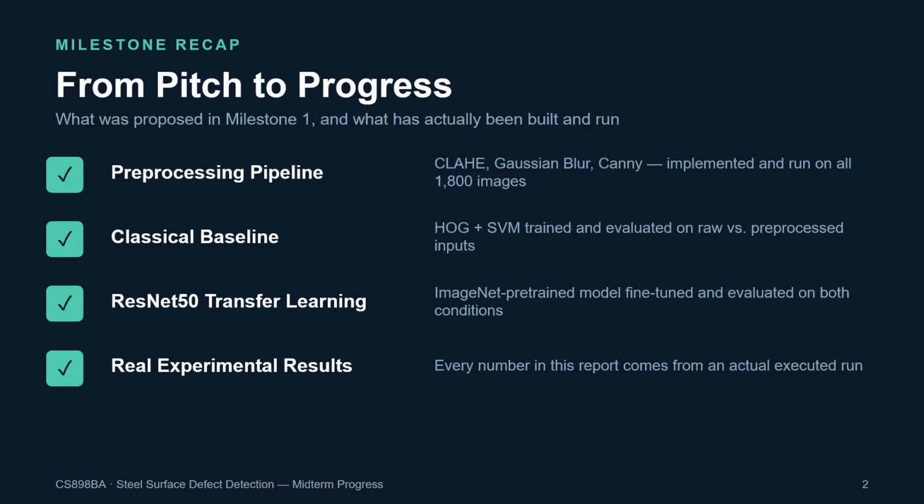So now I will explain what I have completed so far. In my project proposal, I planned to compare a traditional machine learning approach with a deep learning approach for classifying steel surface defects. During this midterm milestone, I focused on building the main parts of the project. I first created a pre-processing pipeline to improve the quality of the images. Then I developed a traditional HOG plus SVM classifier and a ResNet transfer learning model. Finally, I tested both models on the same dataset and generated the initial results, which I will show in the next few slides.